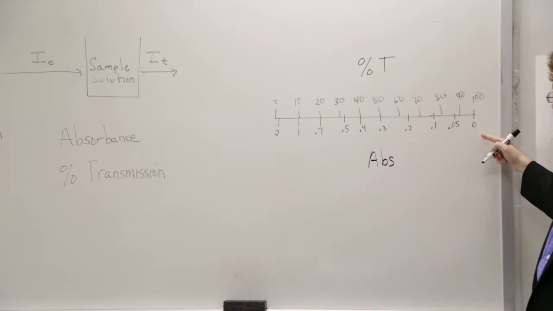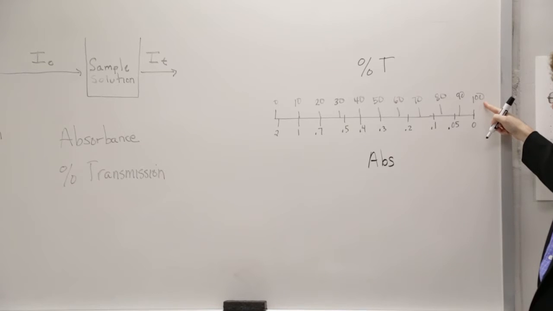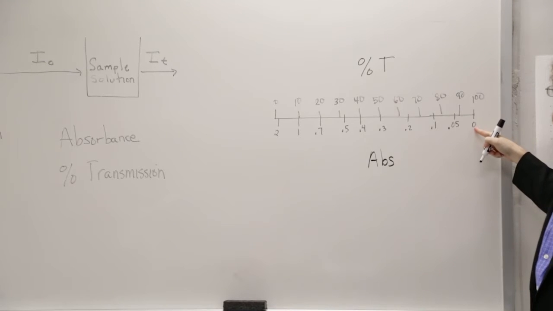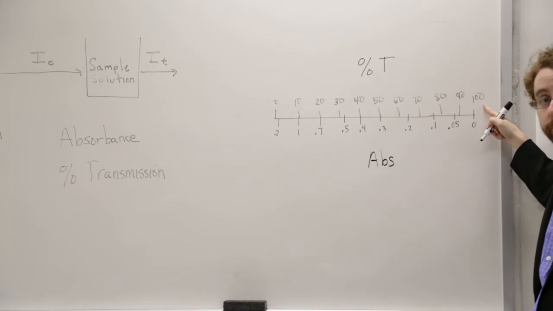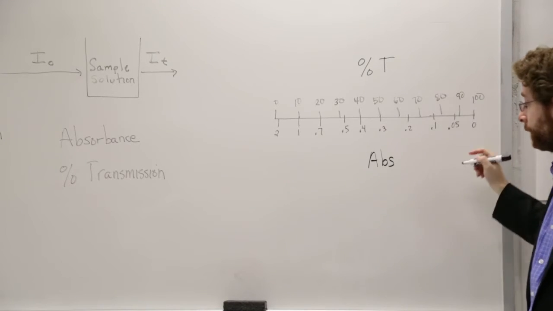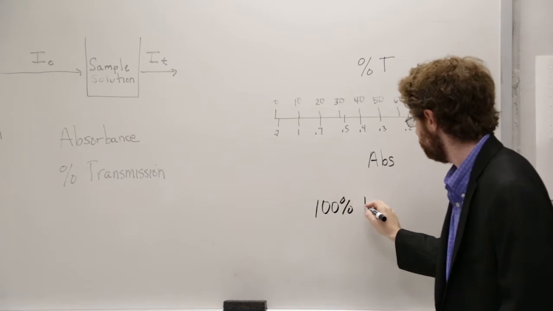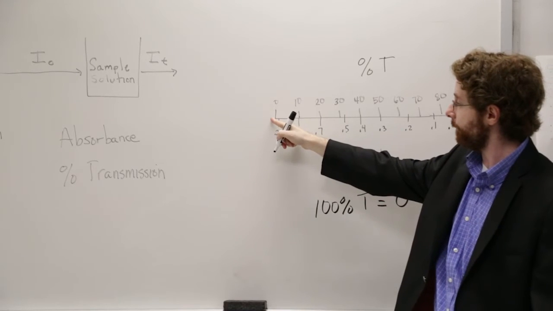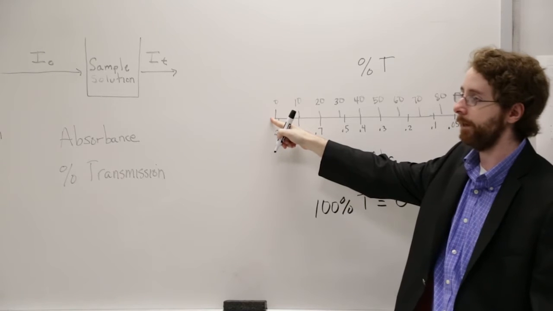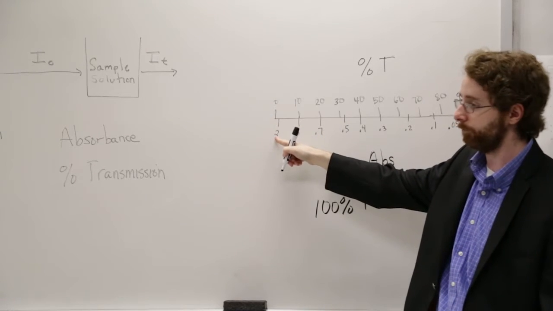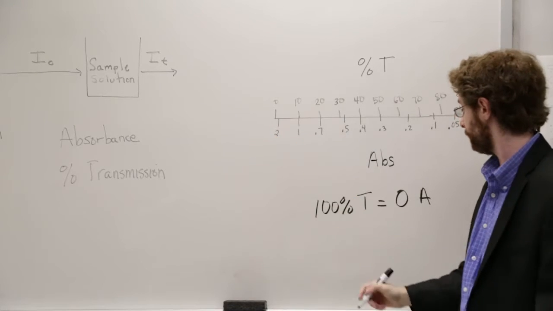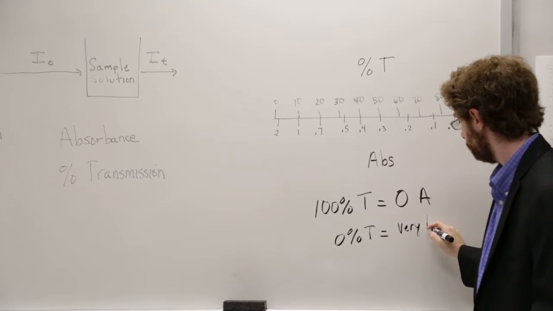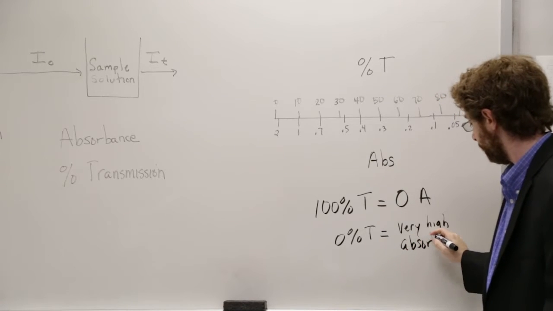As you can see from our scale here, when something has a percent transmission of 100%, it has an absorbance value of 0, which means that all light is able to pass through the sample and none of it was absorbed. So 100% transmission equals 0 absorbance. Similarly, if we look over here, we see that if something has a 0% transmittance, it has an absorbance value of 2 or higher. So 0% transmission equals a very high absorbance value.